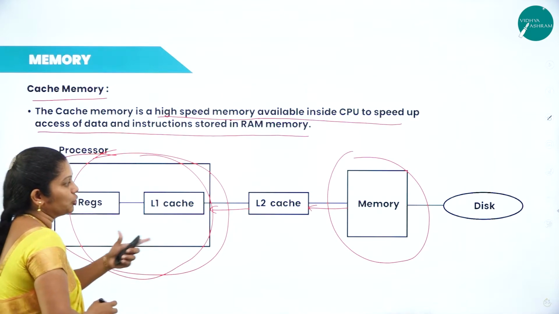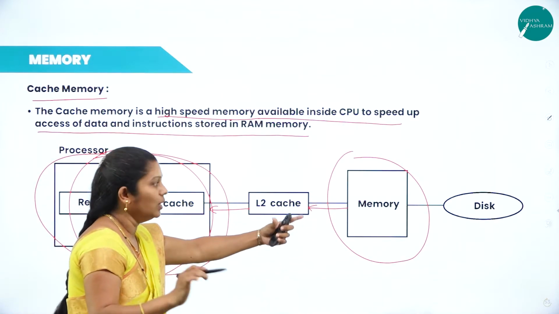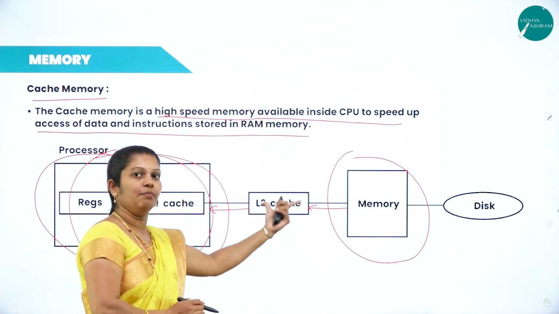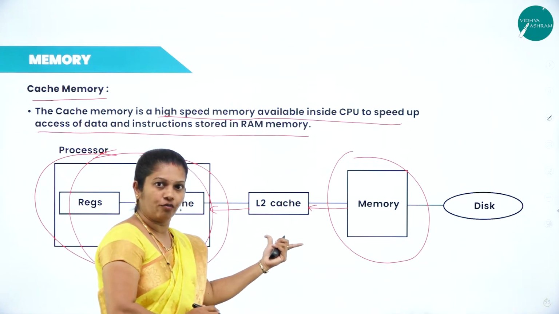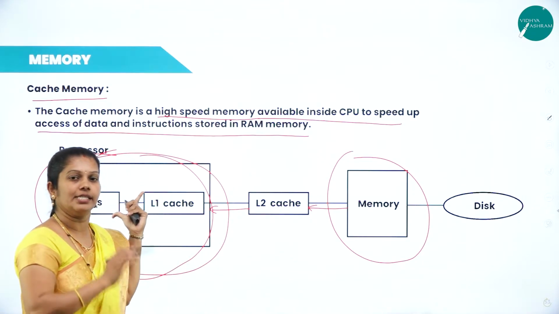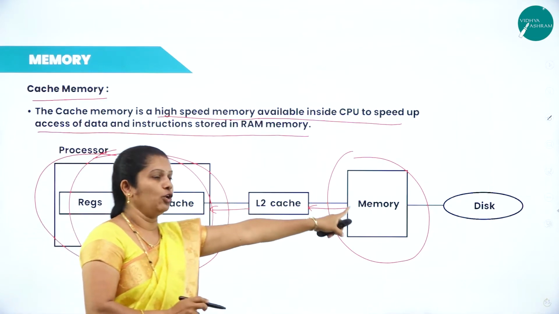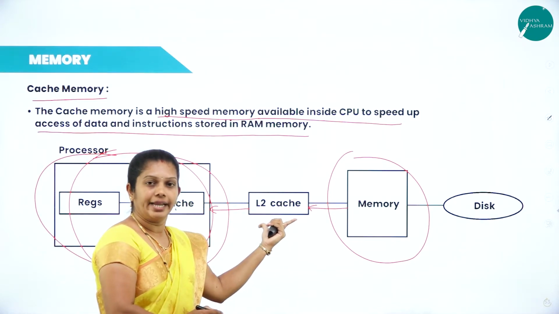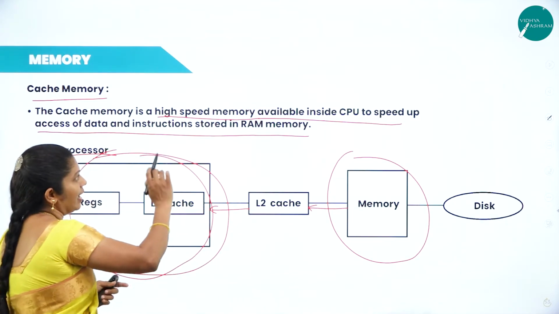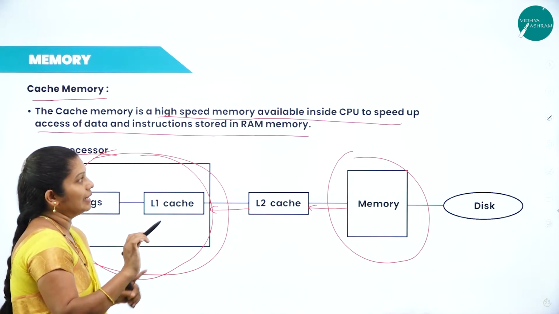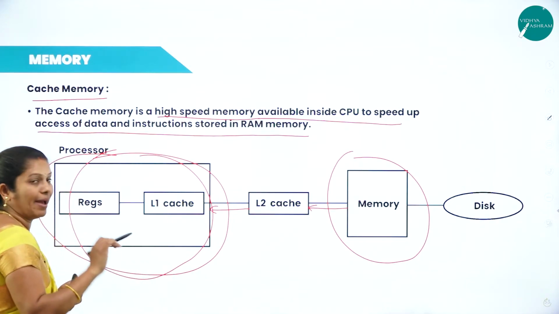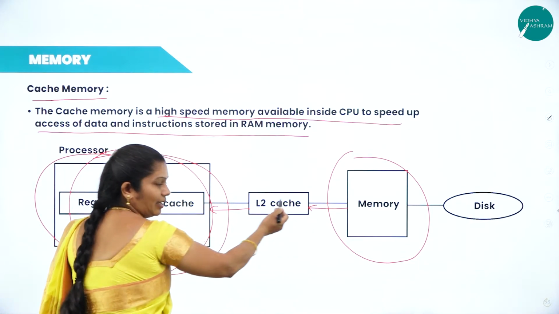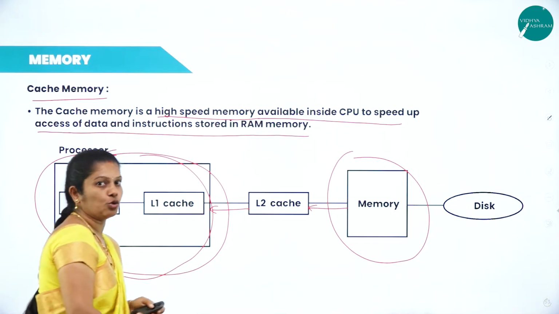Whereas cache memory stores not the intermediate data. Whatever data we are transferring from memory to processor, at that time, while transferring, it stores the copy of the data. That's why once again, if the processor wants the same data, it will not go to ask the main memory. Directly it will take the data from cache memory. It's a high-speed memory available inside the CPU to speed up access of data. If the processor wants the data, then no need to ask here. Here only it will take the data. That's why the speed is also more here.